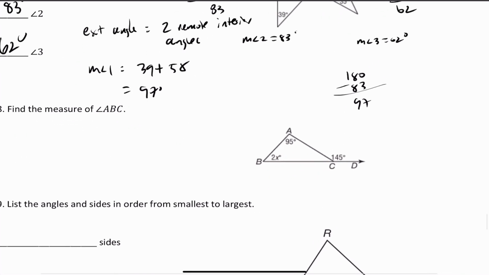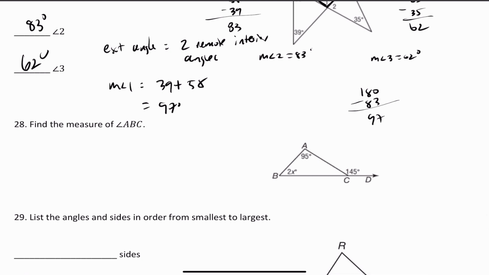Number 28. Find the measure of angle ABC. Oh, there we go. This is dealing with the remote interior angles that we talked about. I'm not going to rewrite this, but it's here. So the exterior angle in this case is 145, and the two remote interior angles are 95 and 2x. So I do 145 is equal to 95 plus 2x. So 145 minus 95 is equal to 50. Equals 2x, so x is equal to 25.